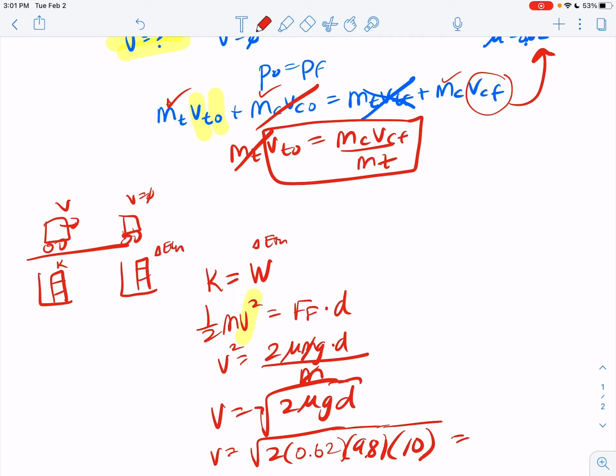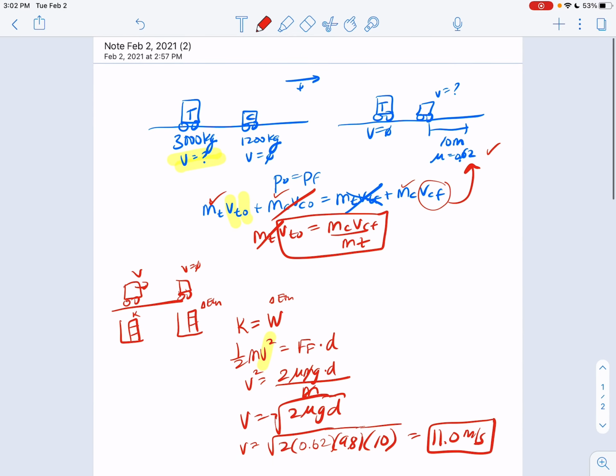So again, why don't I just go get the actual calculator? 2 times 0.62 times 9.8 times 10, radical, about 11.0 meters per second. Now let's see if that makes sense. How fast was the car going? We don't know how fast it was, so I was going to try to compare that, but we don't have anything to compare it to yet. So that's 11 meters per second.